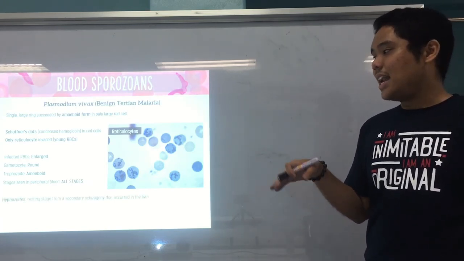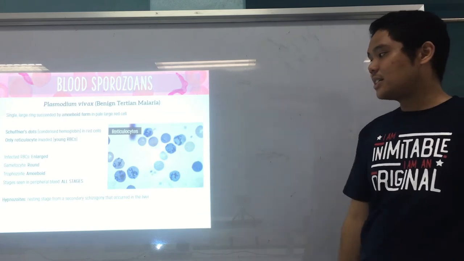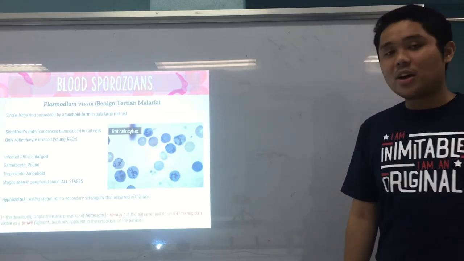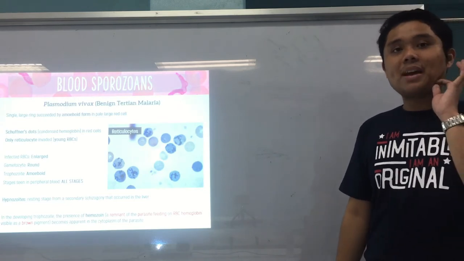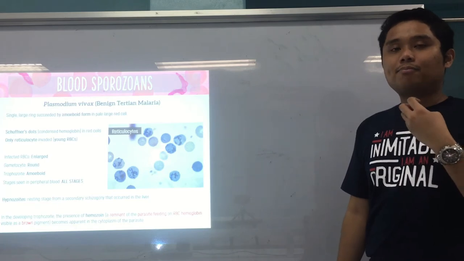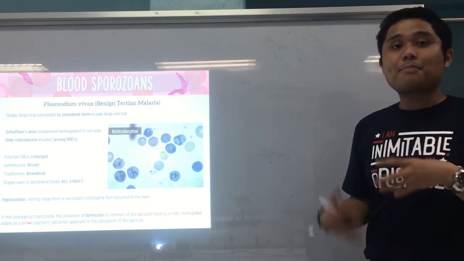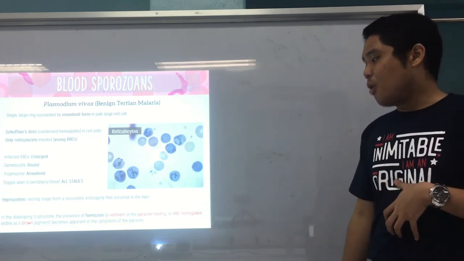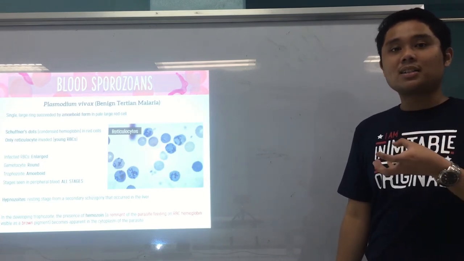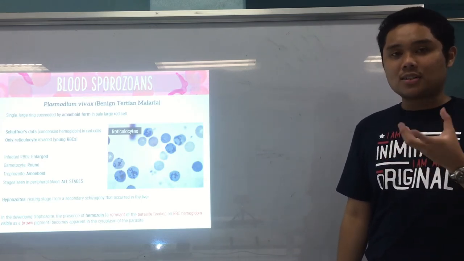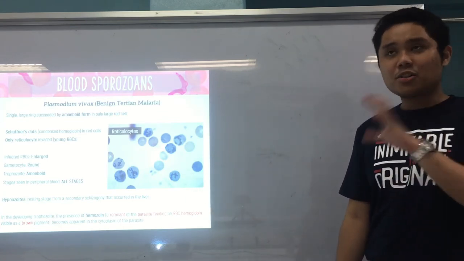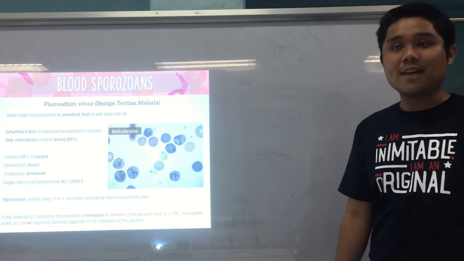And hypnozoites, as I mentioned, are the resting stages that occur in the liver. And in the developing trophozoite, it may produce what we call a hemozoin, which is a brown pigment brought about by the byproducts in the digestion of hemoglobin. Because your parasite feeds on hemoglobin. Its byproduct is known as hemozoin, a brown pigment. Actually, I think all of your Plasmodium species have this.